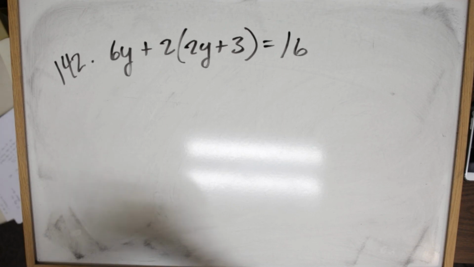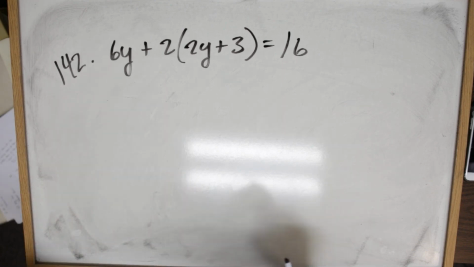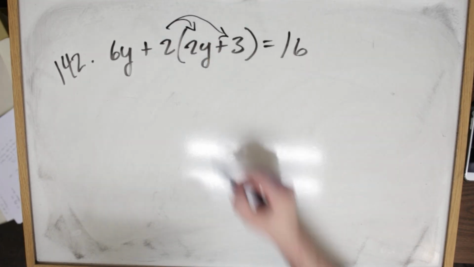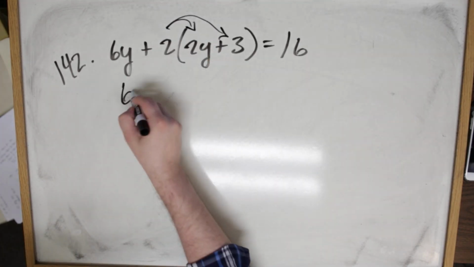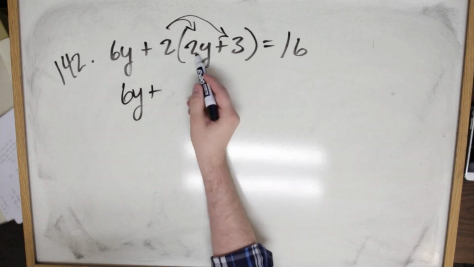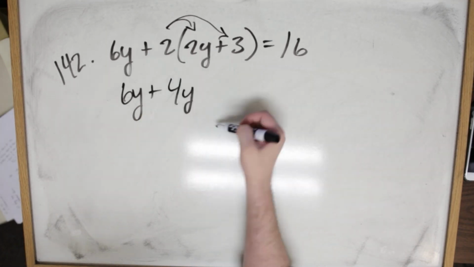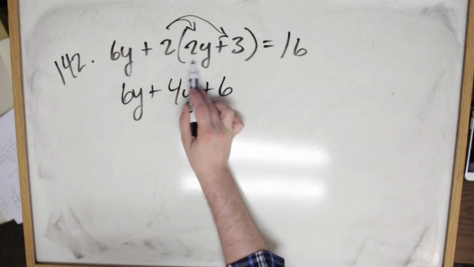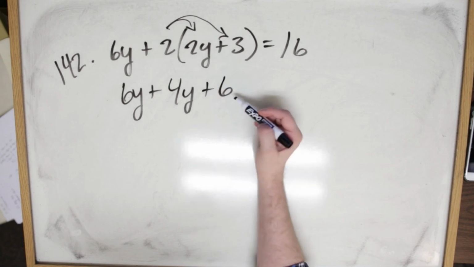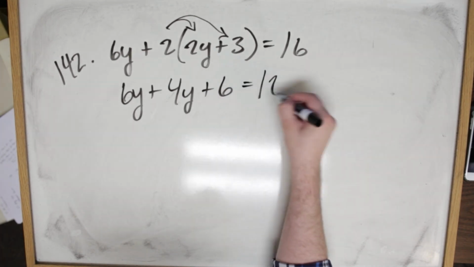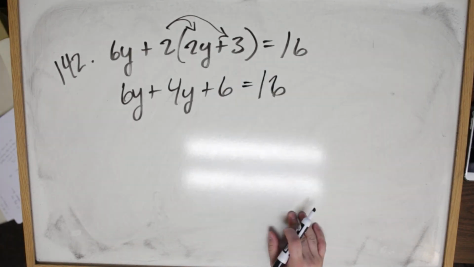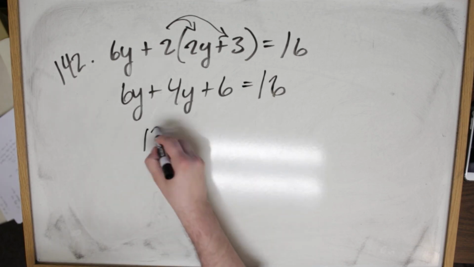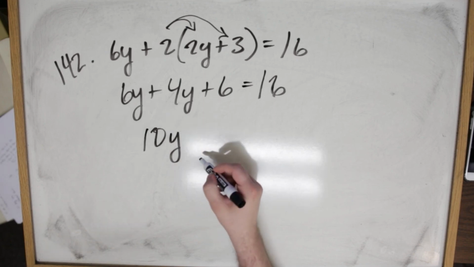So what we're going to do in this case is follow our order of operations. This 2 you can distribute to both of those first. So let's do that. 6y plus 2 times 2 is going to be 4y, I should say. And then the 2 times 3 is just a 6. This is equal to 16. Now, since these are already on the same side, I can combine them into a 10y.